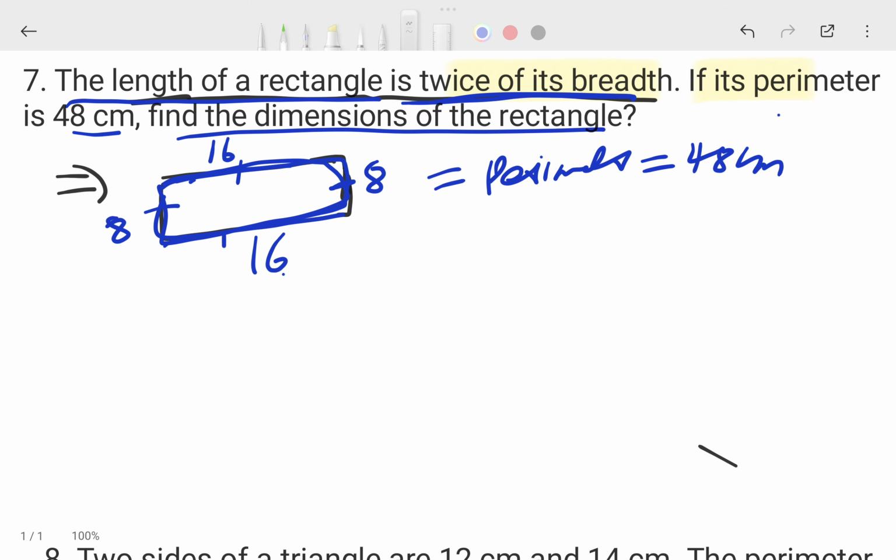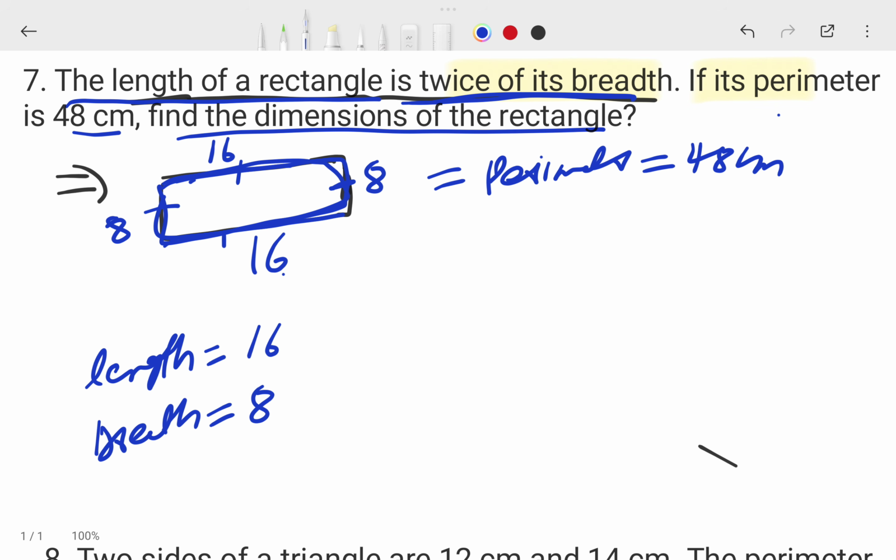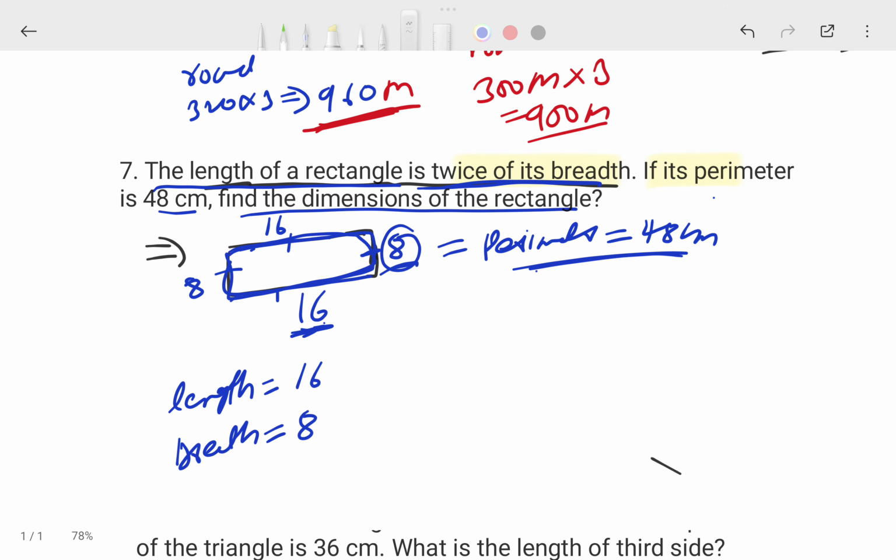So the length is 16 and the breadth is 8. Why? Because the length is twice the breadth. The breadth is 8, so the length is 16. When we add all of these together, our perimeter is 48 centimeters. So is this question clear? I hope this question is clear.